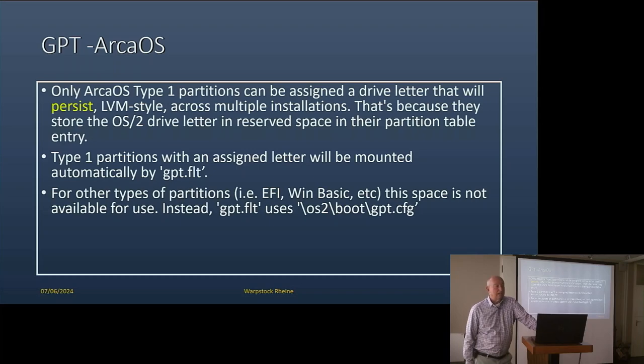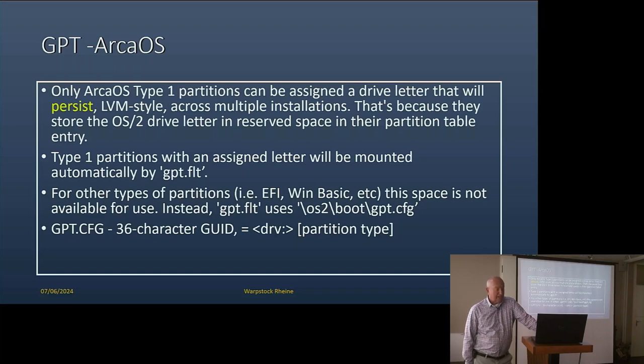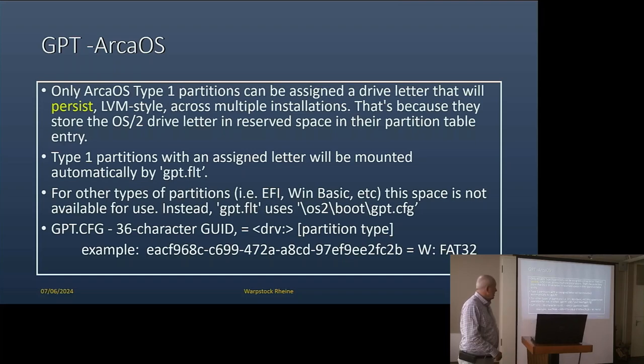Instead, the GPT filter will use information stored in the GPT config file. In the config file, you have a 36 character unique ID of the partition, the drive, and the partition type. So for example, here we have the GUID. It is on drive W, and it's FAT32.